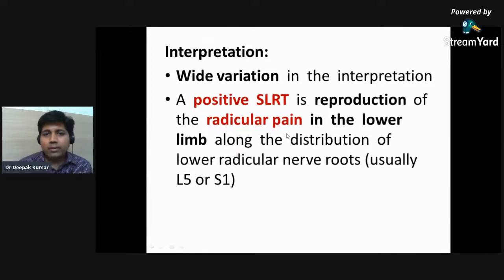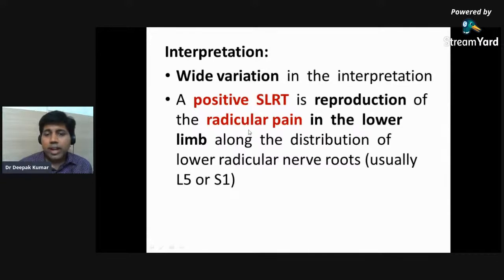In radicular pain, the terms that you will come across in relationship to that are severe lancinating pain, burning type of pain, tingling, numbness, or paresthesia, or sometimes shooting type of pain. What it actually means is, see here, we identified that lumbosacral radiculopathy is what is causing the straight leg raising test to be positive, because the nerve root is getting compressed, and the pain is along the distribution of lower radicular nerve roots, that is L5 or S1.